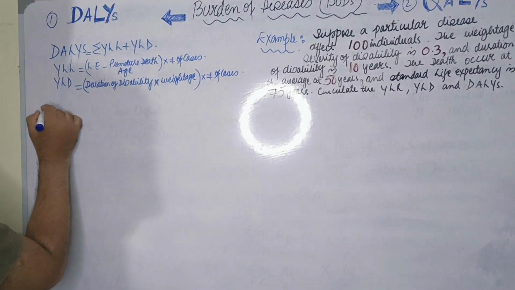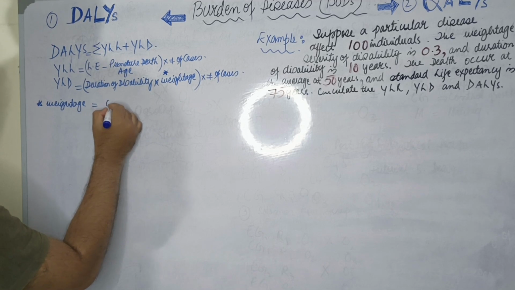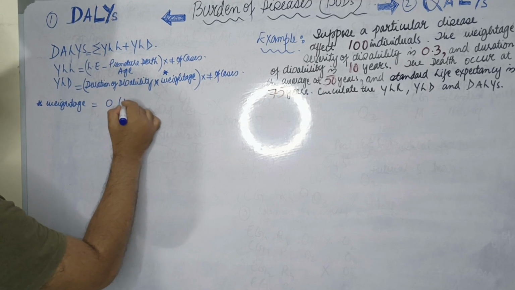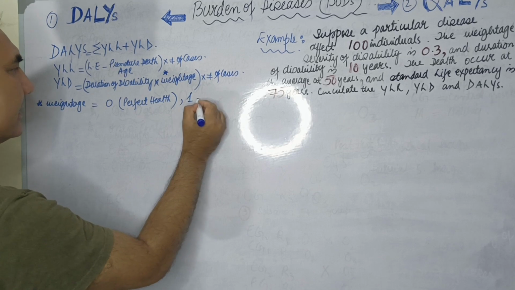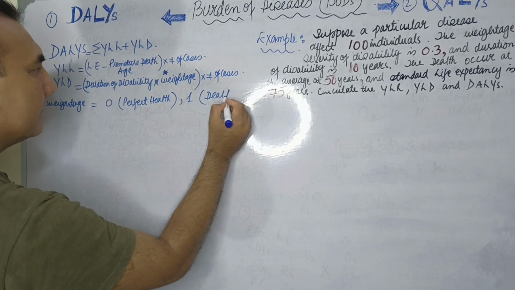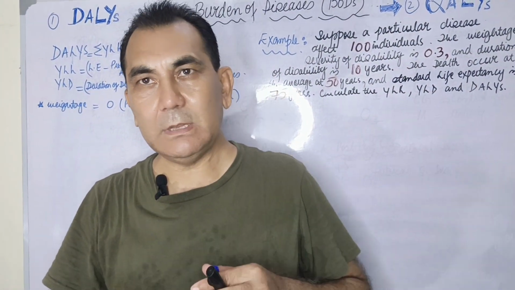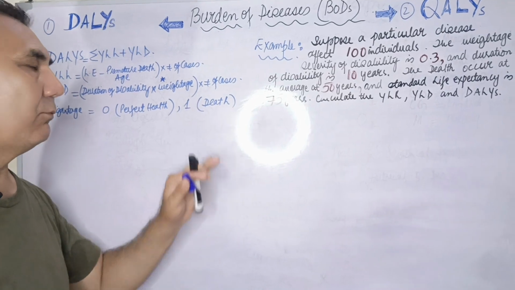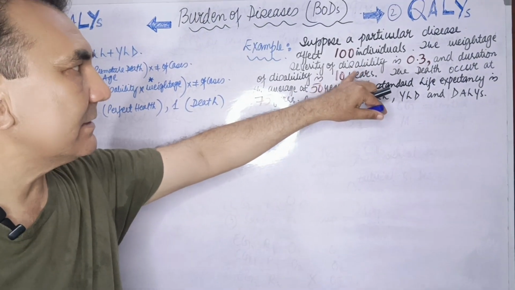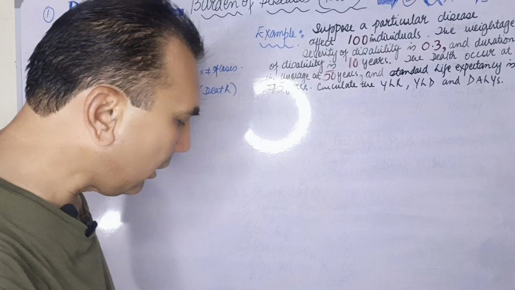Now, what is the weightage of the disability here? The weightage of the disability in the formula of the YLD is from 0 to 1. 0 means perfect healthy life, and 1 is for death. Death may be with the severity of any disease, or of any disability or injury. So 0 for perfect health and 1 for death. In our case, the severity of the disability is 0.3, which is less severe. Now we will calculate.